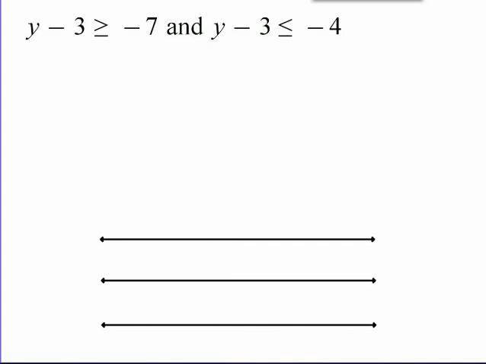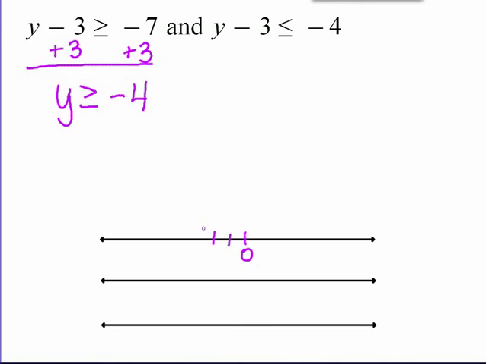Okay, let's look at this one. Okay, so what are you going to do? Add 3. So I'm going to add 3 here and here. So now I get y is greater than or equal to what? Negative 4. Good. So I'm going to come down here and I'm going to start with 0. Go to negative 4. What type of circle at negative 4? Closed. Shade which way? To the right.